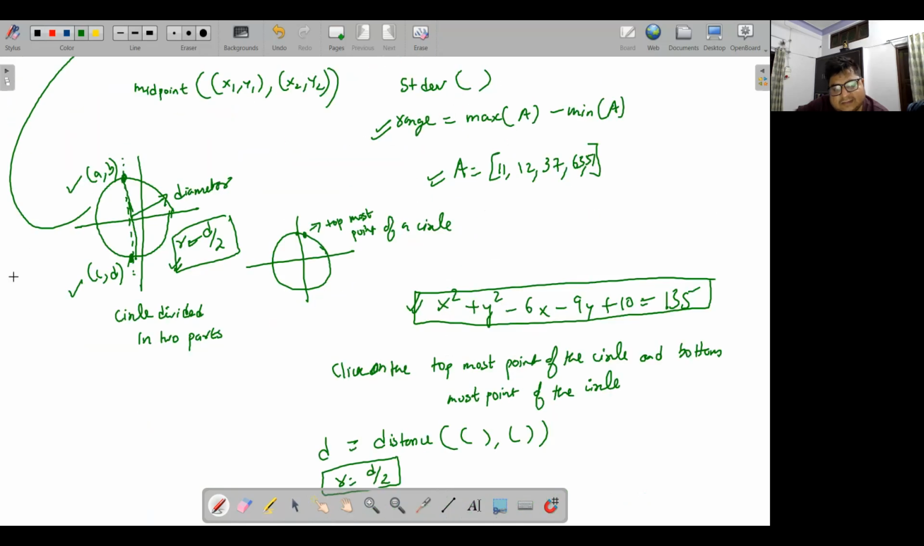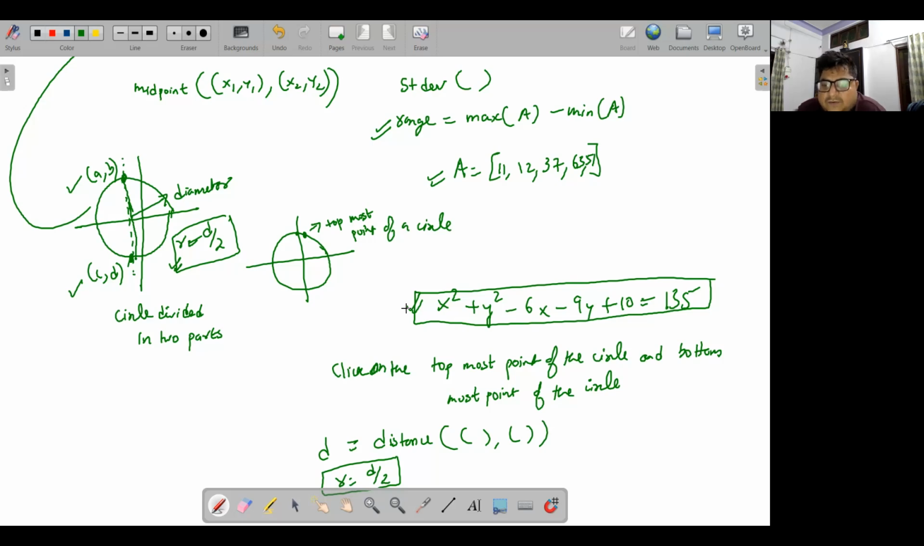Even here in that circle, if the equation is written like this, this equation is called the general equation of a circle. If you get the general equation of a circle and you are unable to find the center or the radius or the diameter, you can use the concept like click on the topmost point of a circle and bottommost point of the circle. From there you will get the 2 points. So from those 2 points you can find the distance between them, which is the diameter. Radius is d by 2.